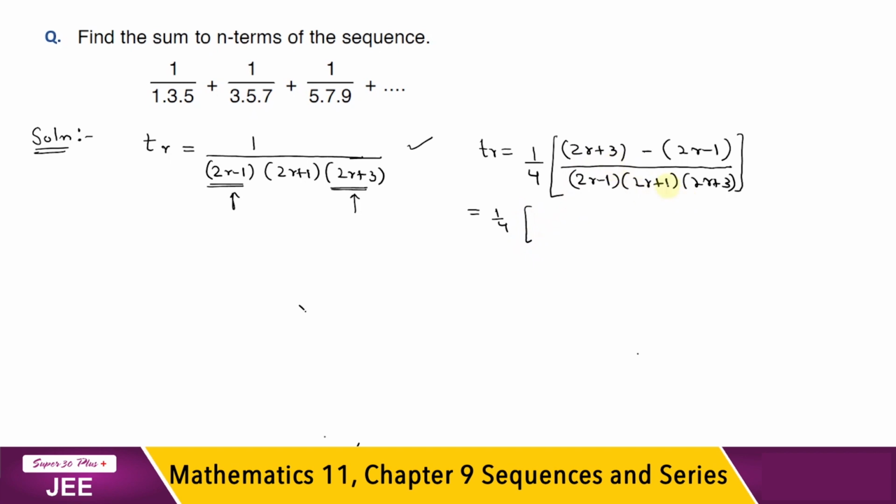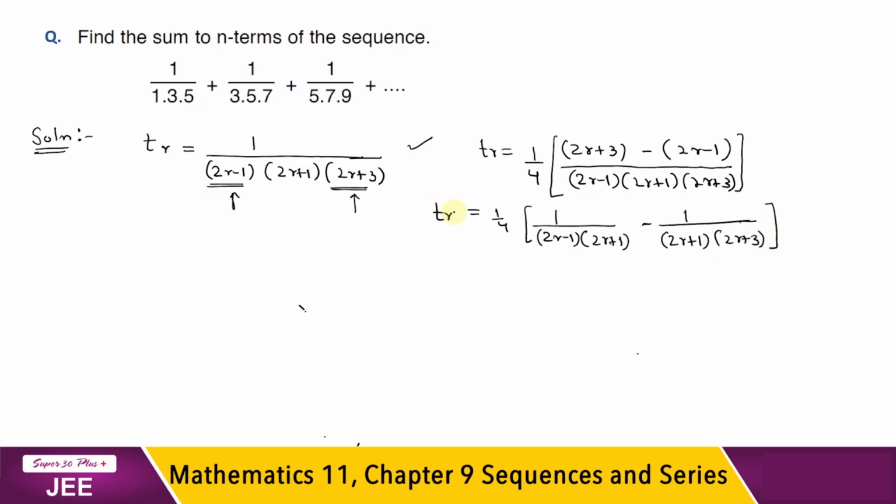Upon splitting up or separation, 2r plus 3 gets cancelled off, and here we have 1 upon (2r minus 1) multiplied by (2r plus 1), minus. Here 2r minus 1 gets cancelled off and we are left with 1 upon (2r plus 1) multiplied by (2r plus 3). So this becomes Tr.